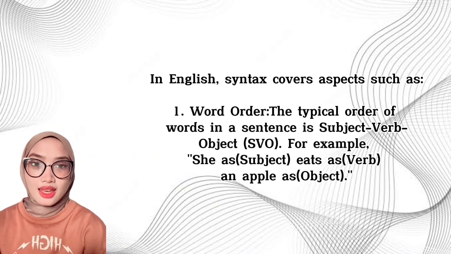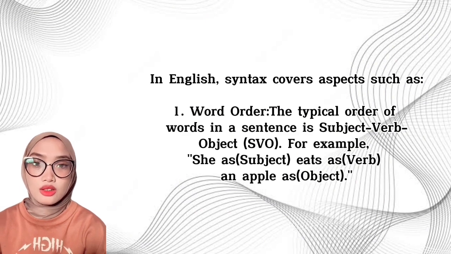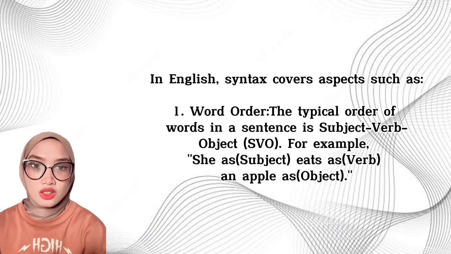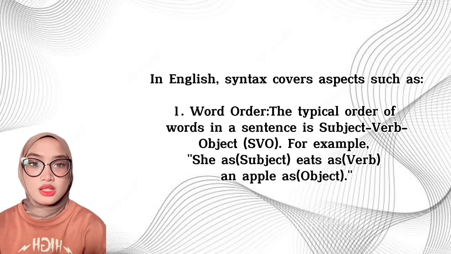In English, syntax covers aspects such as, number one, word order. The typical order of words in a sentence is subject, verb, object, SVO. For example, "she" as subject, "eats" as verb, and "fish" as object.